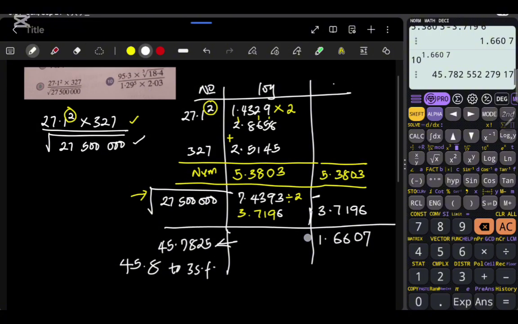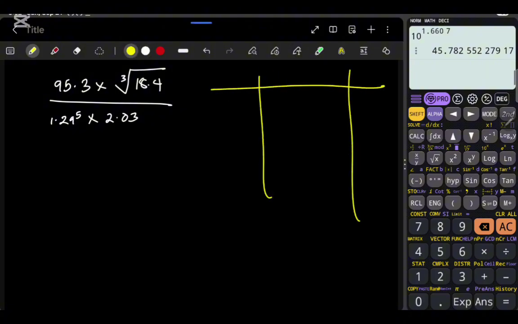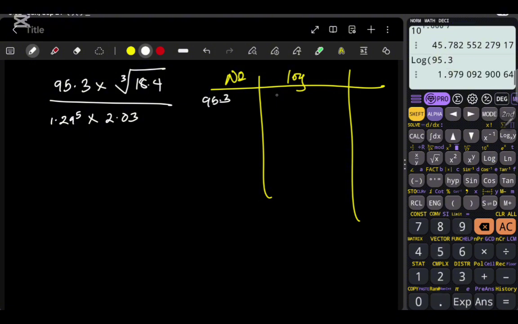Alright, let's do the second one. We're going to draw a table here: number, log. Start with the first number, 95.3. Find the log of that, which is 1.979. The second number is 18.4 raised to the power 1 over 3.